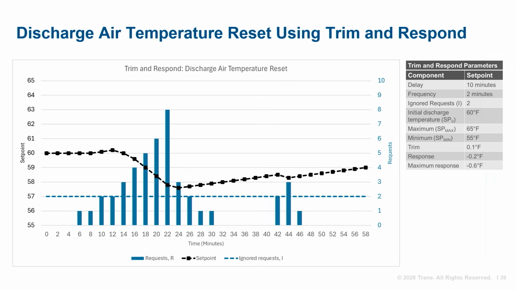Here's an example. After a 10-minute delay, requests start coming in, but they're below the ignore threshold. So the discharge air temperature set point slowly goes up. Once the requests exceed the threshold, the set point is decreased until the requests subside. And this polling and calculation continues throughout operation, with a goal of increasing the discharge air temperature while maintaining comfort.